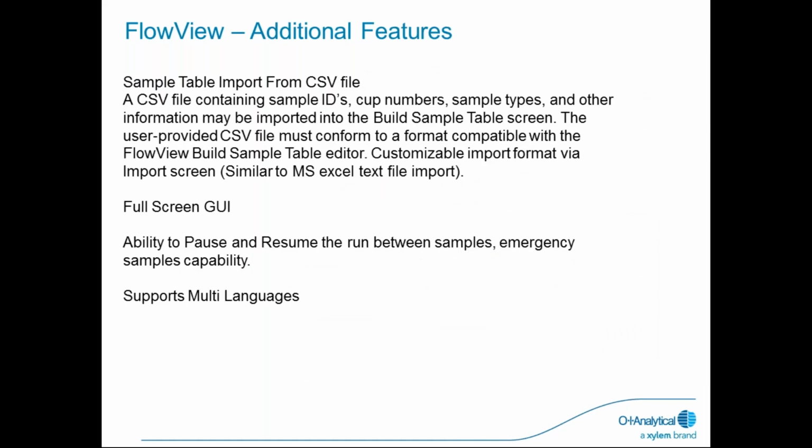Some additional features of FlowView is a sample table import from CSV file. A CSV file containing sample IDs, cup numbers, sample types, and other information may be imported into the sample build table screen. The user-provided CSV file must conform to a format compatible with the FlowView build sample table editor, and it has a customizable import format via the import screen. It's similar to the Microsoft Excel text file import.